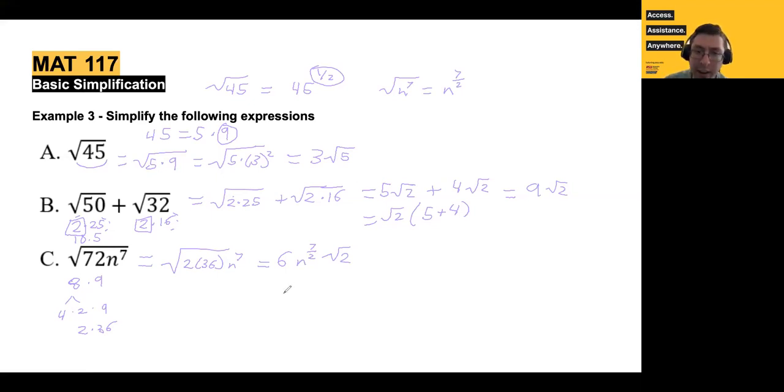Or maybe it's best to keep the n to the 7 in the square root. Maybe that looks better aesthetically. Either way, maybe it suffices. So that's all for the radicals.